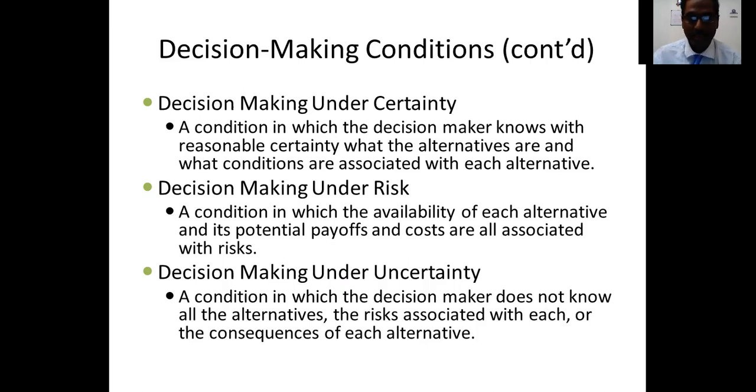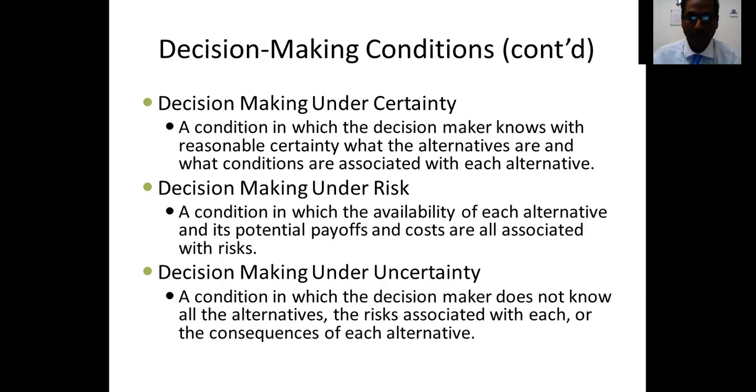Decision making under risk is a condition in which the availability of each alternative and the potential payoffs and costs are associated with the risk. Here, a manager identifies the issue. Then he looks at the alternatives. If you take an alternative, what is the risk? He realizes what the risk is if he takes each and every alternative. That's the second condition.